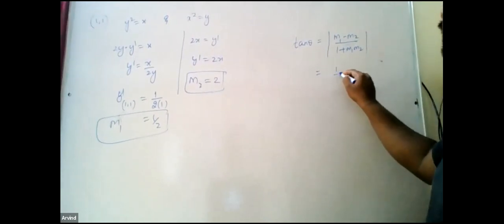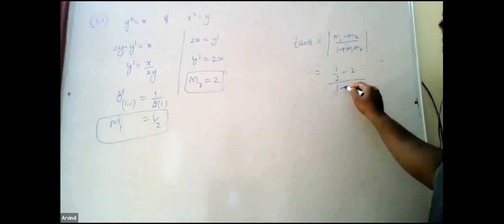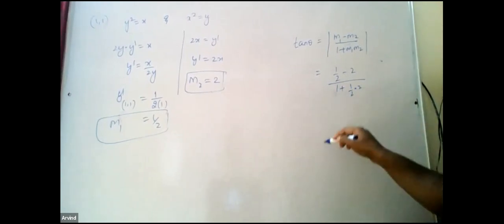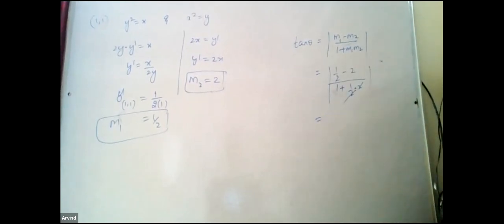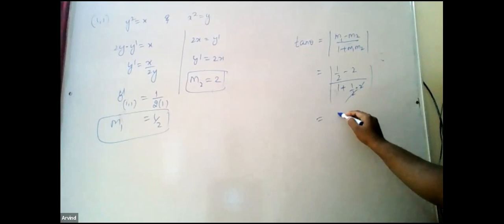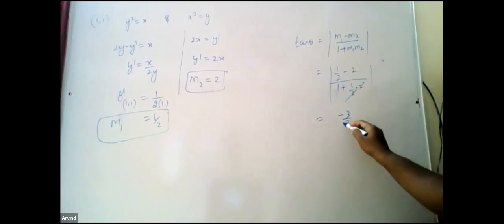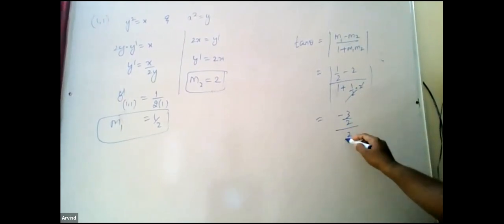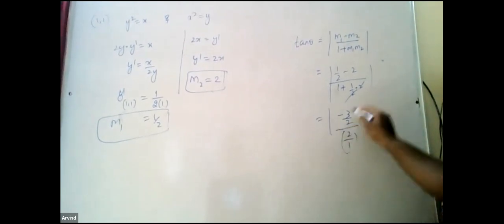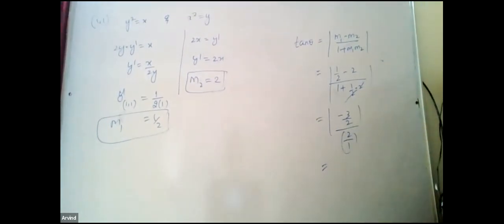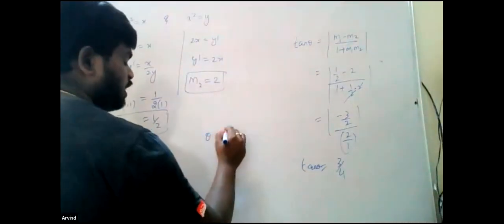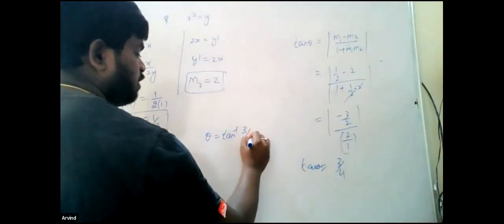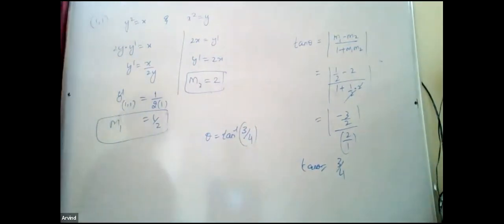So m1 is 1 by 2 minus 2 divided by 1 plus 1 by 2 into 2. So as you can see, 2 and 2 gets cancelled. 1 by 2 minus 2. You will get it as how much? Minus 3 by 2 divided by 2 ಇರುತ್ತೆ. ಅದು 2 ನ 2 by 1 ಅಂತ ಬರ್ಕೋಬಹುದು. So modulus ಇರೋದ್ರಿಂದ ನೆಗೆಟಿವ್ ತೆಗೆದ್ಬಿಡೋಣ. If you reciprocate, it will become 3 by 4. So tan theta is 3/4. Therefore, theta is tan inverse of 3/4. So that will be the answer.